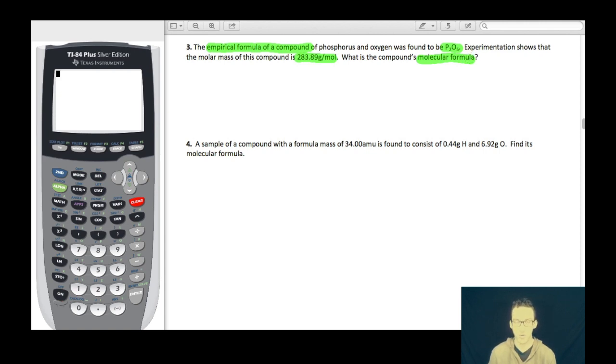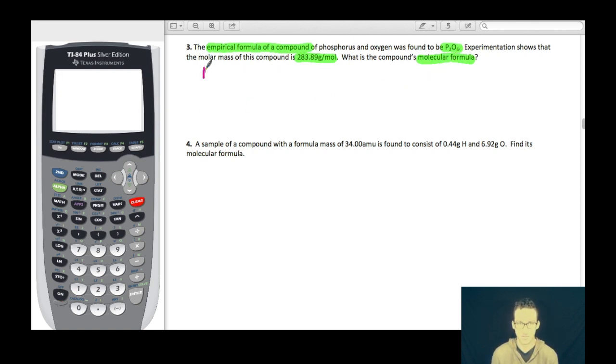Okay, so let's think about this here. We need to know the difference between empirical formula and molecular formula in order to answer this question. Remember, empirical formula is the smallest whole number ratio, but molecular formula is the actual or true ratio of the elements in that compound.